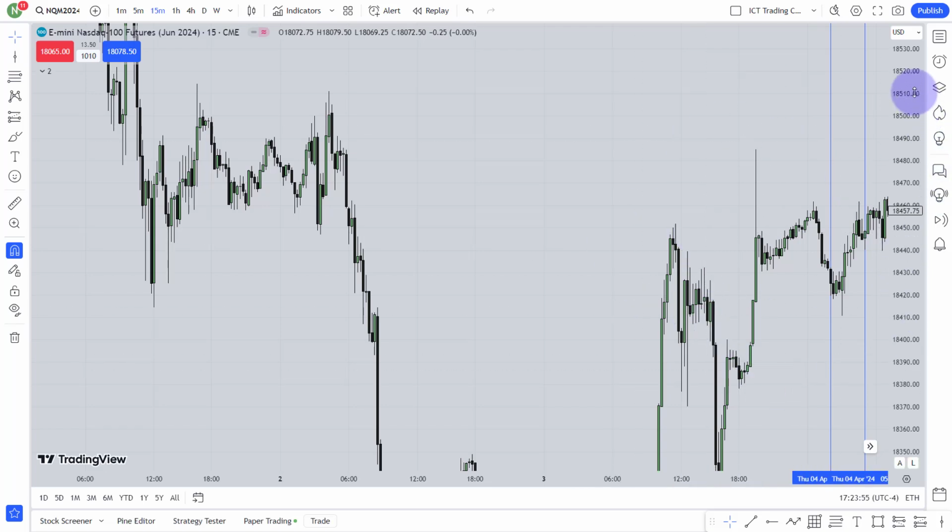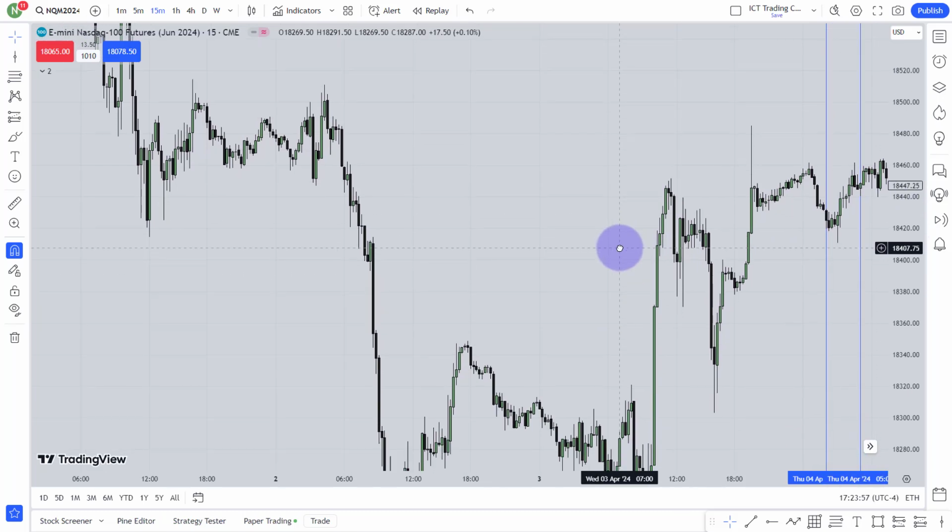Over here, this is the Nasdaq chart, and I'm on the 15-minute chart. You see these two blue lines? That is the London session, which started around 2 a.m. New York local time and closed at 5 a.m. New York local time. In this 15-minute chart, you have clean buy side liquidity over there.